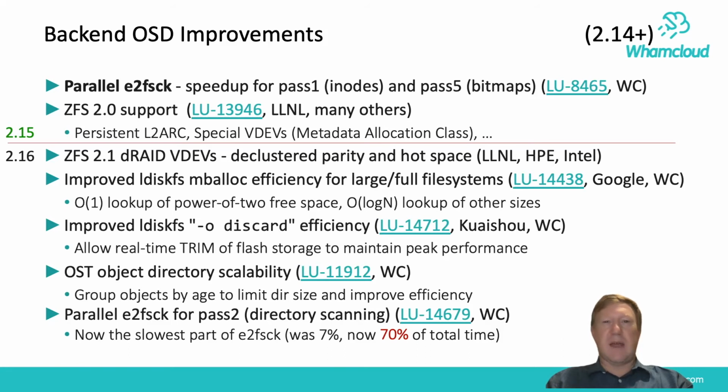As well, on the LDiskFS front, there's improvements in the upstream ext4 for MBALLOC and discard, for trim of flash storage. And so we're working on backporting those into the Lustre LDiskFS patch series, so that we can get those improvements, which are very important for large OSTs. As well, there's some work at the OST level to improve the situation with very large numbers of OST objects on one large OST, and how that is working between OST and MDTs.